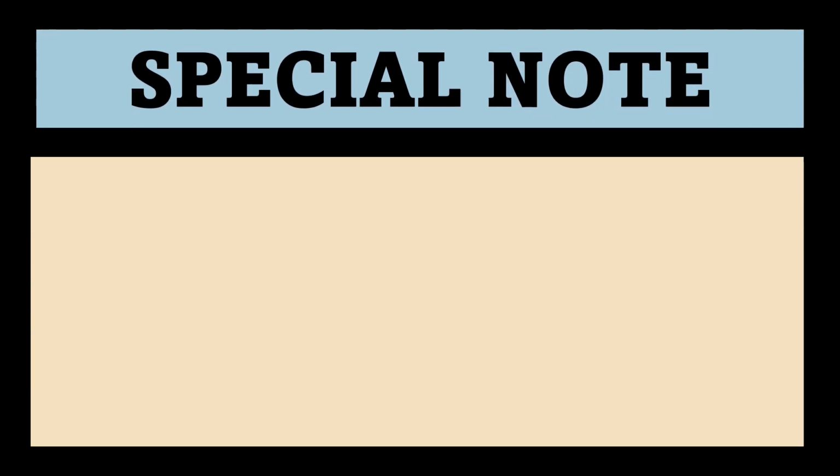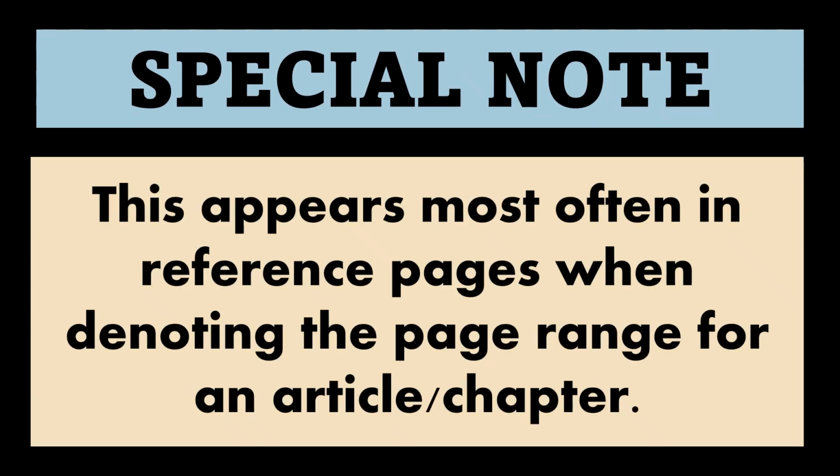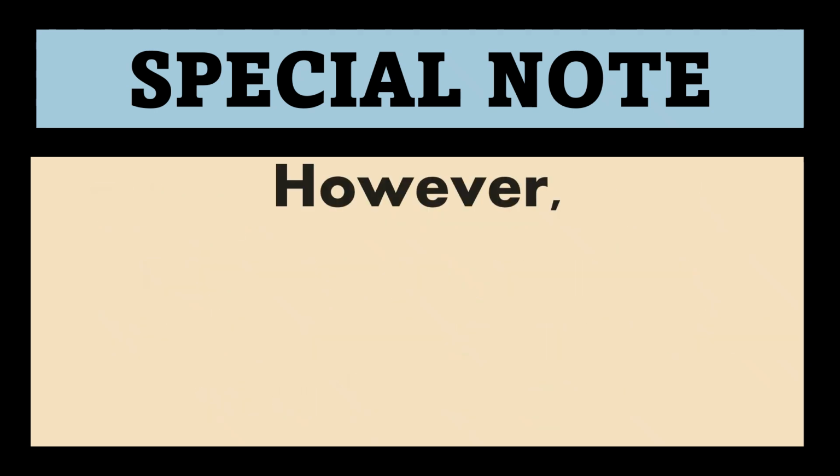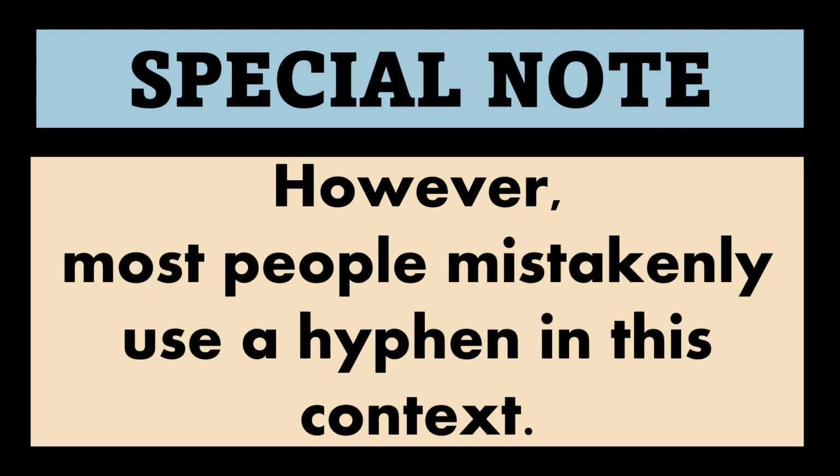Special note: this appears most often in reference pages when you're denoting the page range for an article or chapter. However, most people mistakenly use a hyphen in this context. At my job here, I get a number of students come through, and their reference pages almost uniformly have a hyphen indicating the range of pages, but we do use the N dash in the reference page to denote the space between a range of pages, whether it be in a book, a chapter in a book, or an article in a journal or newspaper.